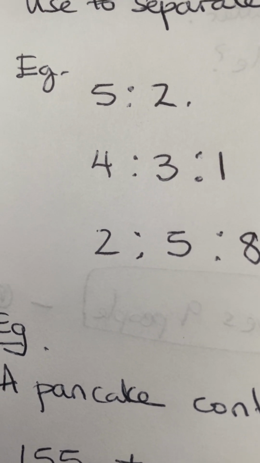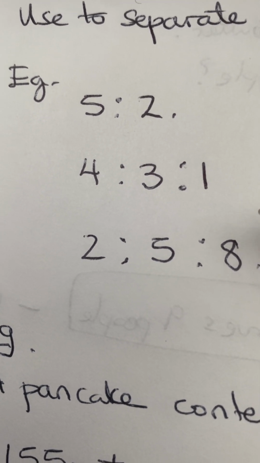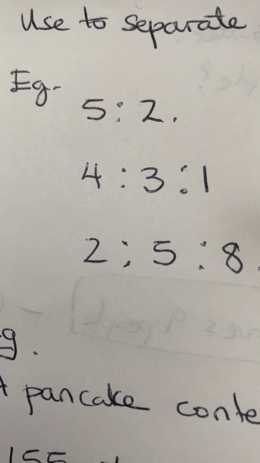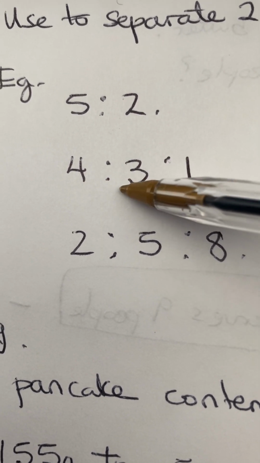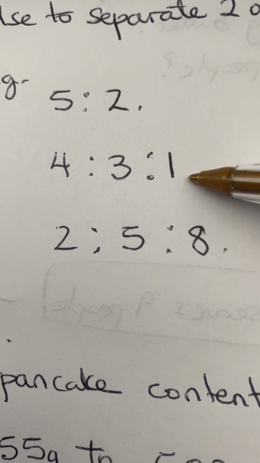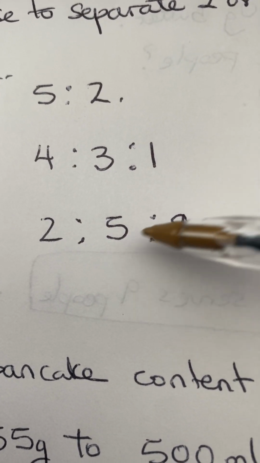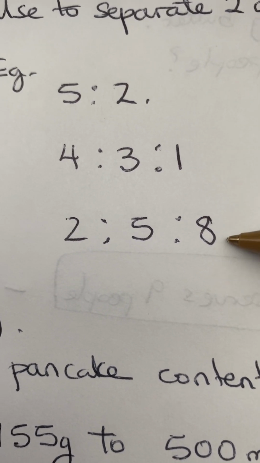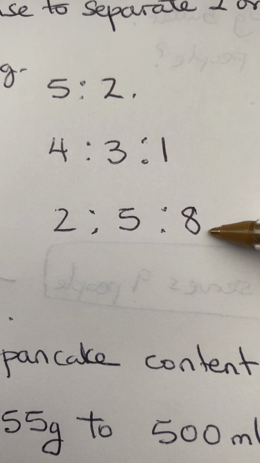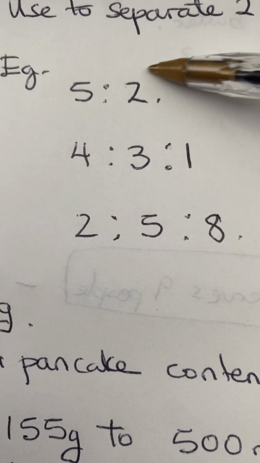Whatever they are trying to refer to. I'm just giving you some examples of how we write ratios. There, 4:3:1, 2:5:8. Okay, so this is an example of how we write ratios.